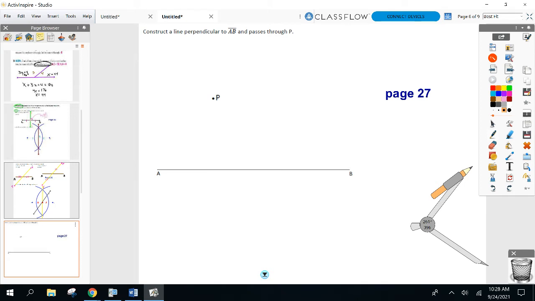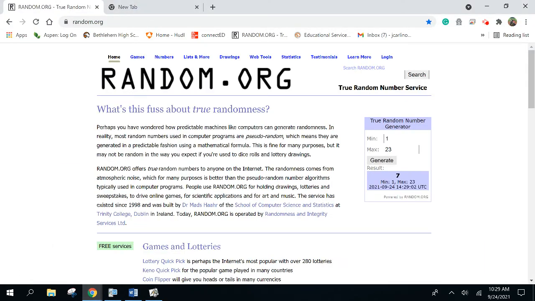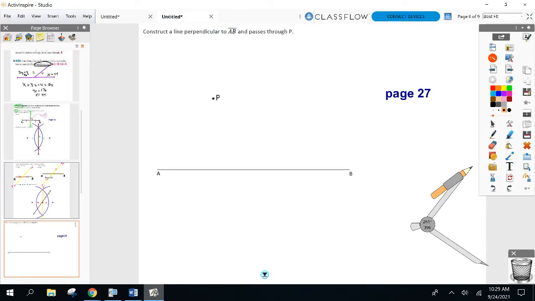Okay, a perpendicular line now. I need a line that's perpendicular to AB, but it's got to go through P. So again, what does perpendicular mean? These two lines should do what here? Form... Ellie? Should form a right angle.